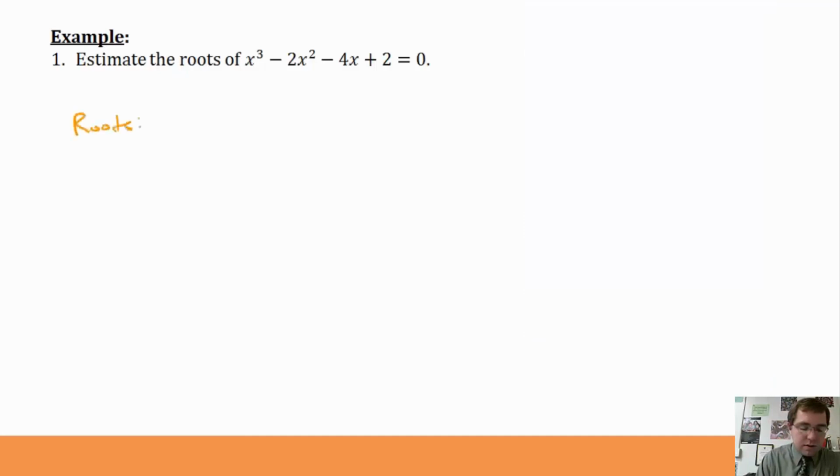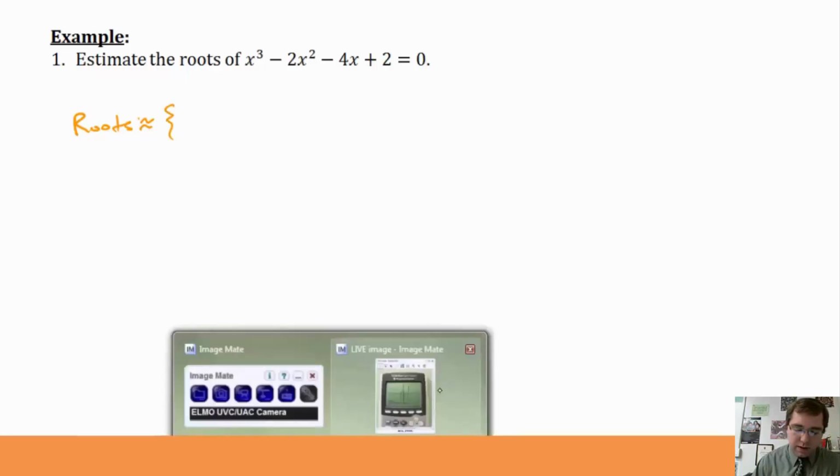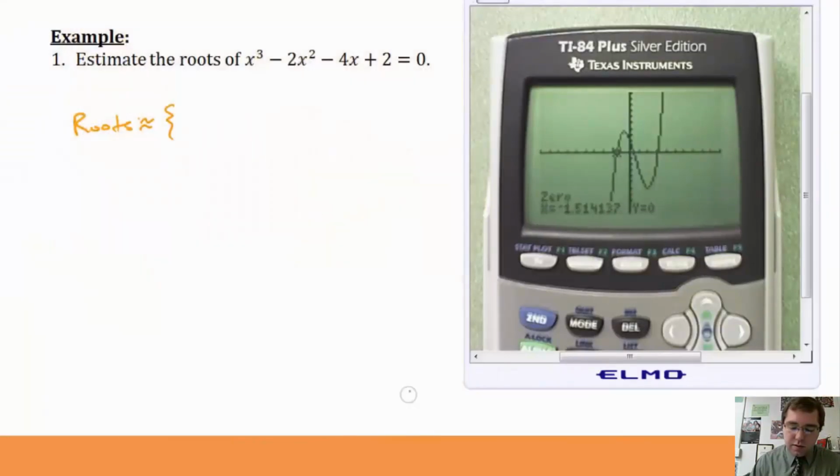the roots are approximately, let's use a squiggle equal sign, and that was negative 1.514.